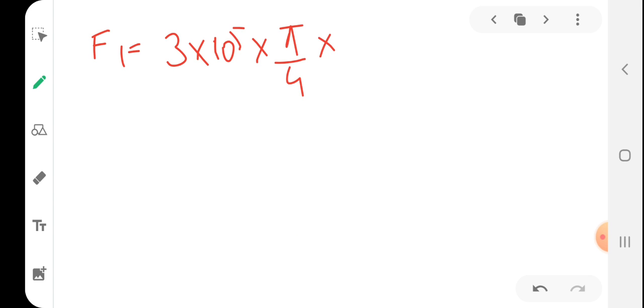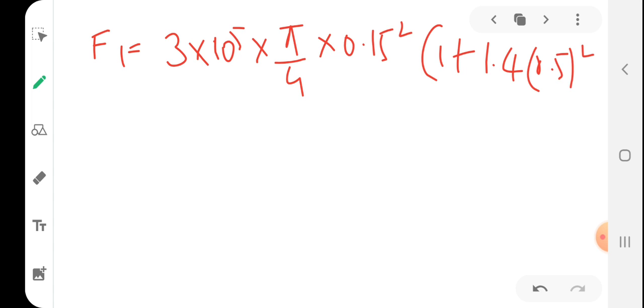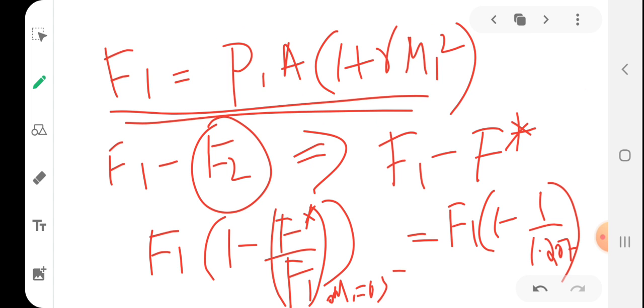So how to find F1? F1 can be written as P1 into A into 1 plus gamma M1 square. P1 is 3 into 10 raised to 5, A is pi by 4 into 0.15 square, pi by 4 d square for the section area, and gamma is 1.4, Mach number 0.5 square. Its value will be 71567.94 Newton. So F1 is obtained.